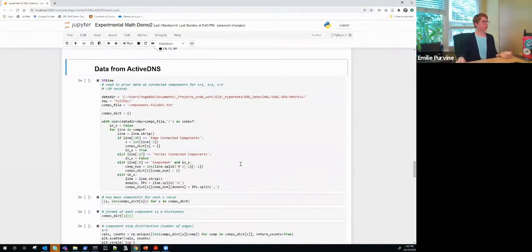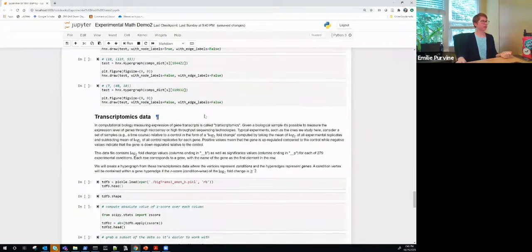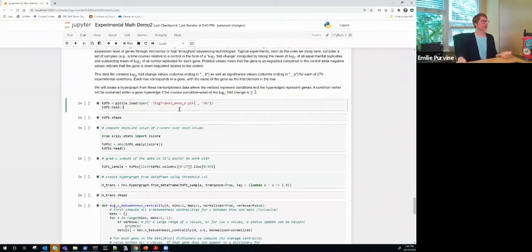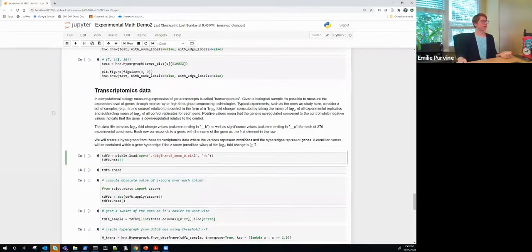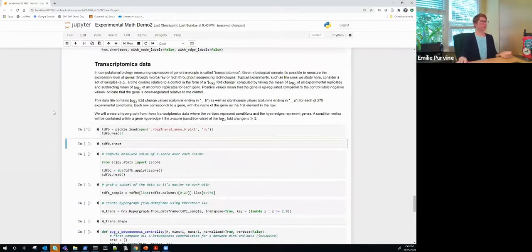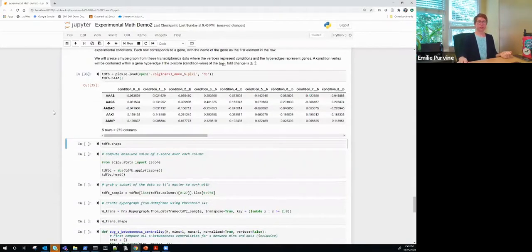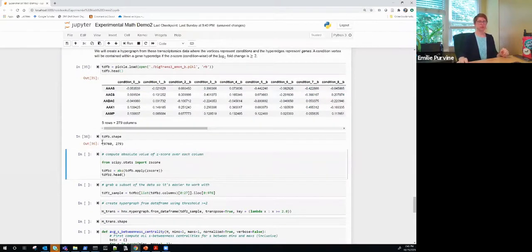I will skip that in the interest of time and go down to the biological example. This is the same biological data that I was showing you in the slides. This is the real data. It consisted of 279 conditions and almost 10,000 genes.